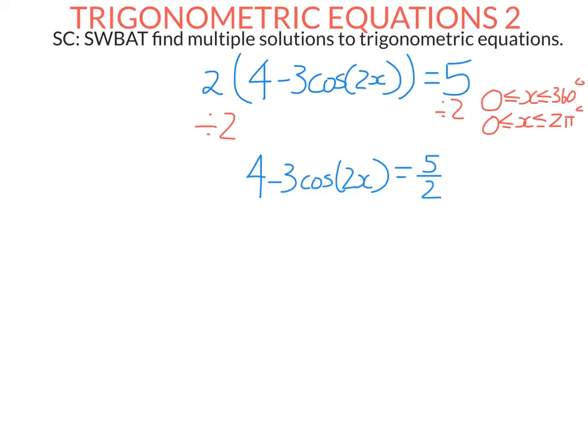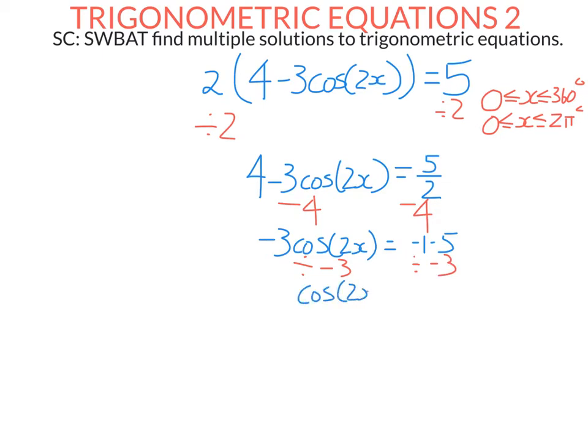The next thing we do is get rid of the 4 by subtracting 4 from both sides. Of course, we subtract because this is a positive 4. So the left-hand side just becomes negative 3. The negative doesn't go anywhere. Negative 3 cos 2x equals 5 over 2 minus 4, which is negative 1.5. Now we're going to divide each side by not 3, but by minus 3. That will leave us with the cos by itself. So then we will have cos of 2x equals minus 1.5 divided by minus 3, which gives us a half.